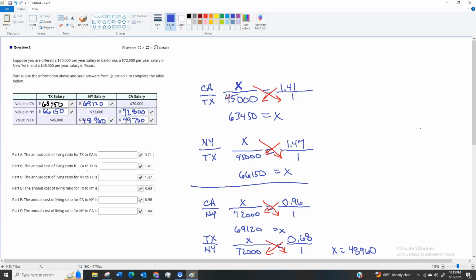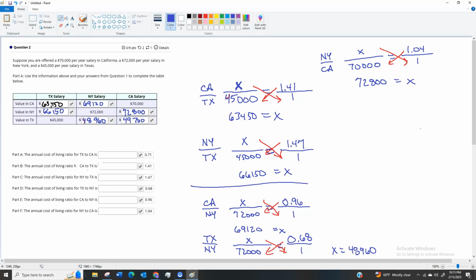And then let's do these last two. So if you have California, you're trying to get New York, and so California is 70,000, and we're trying to get New York. That's what we don't know, and so we're going to set that equal to New York to California, which is 1.04 over 1, and then when we cross multiply, 1.04 times 70,000 is 72,800 equals x. That's that answer right there.